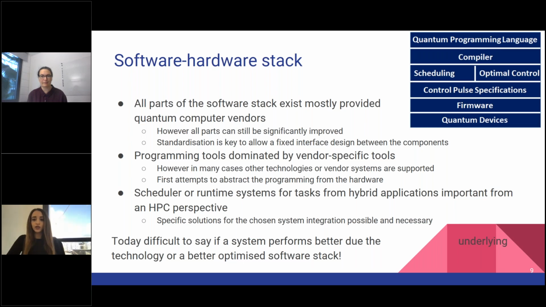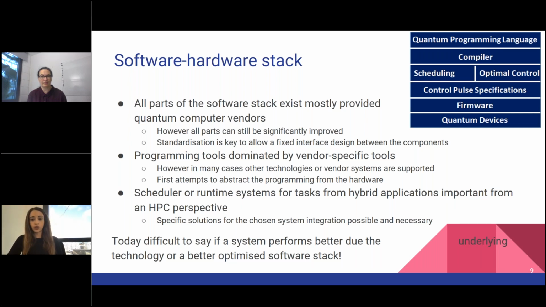Well, at this early stage, it remains more efficient actually to have a low level of abstraction and to consider the strengths and weaknesses of the device when developing the algorithm or using the tools to program it. However, in the mid to long term, programming tools should be developed towards a more hardware agnostic direction and higher abstraction levels. The third point is about scheduler and runtime, and this is very important from an HPC perspective.